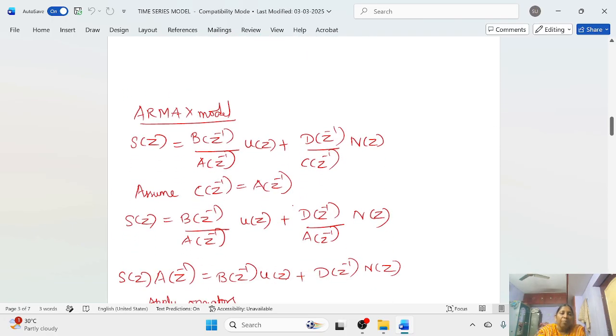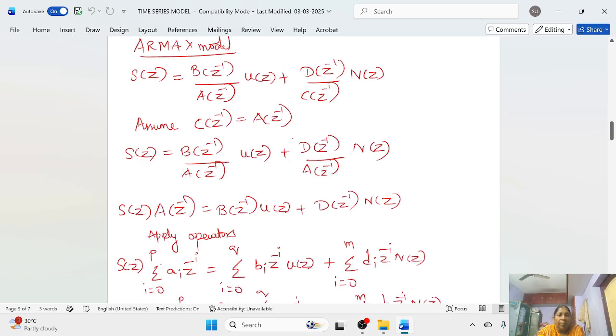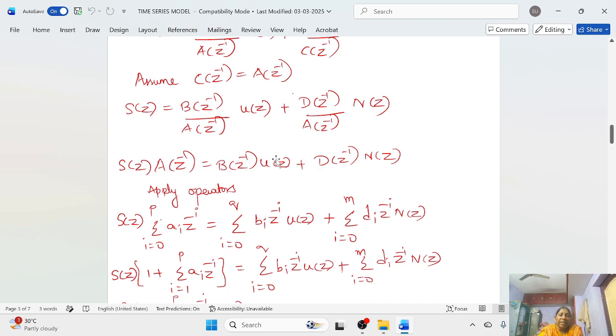According to the ARMAX model, we have taken the observation signal. The first part is the transfer function of the signal. Second part is the transfer function of the noise. Now we are going to assume the denominator expression C of Z inverse is equivalent to the denominator of the signal, A of Z inverse. After using this assumption in this observation signal, we place A of Z inverse in the denominator of the noise model also. Now A of Z inverse is common in both signal and noise. This is being multiplied with S of Z. Once it is multiplied, we will get this equation.